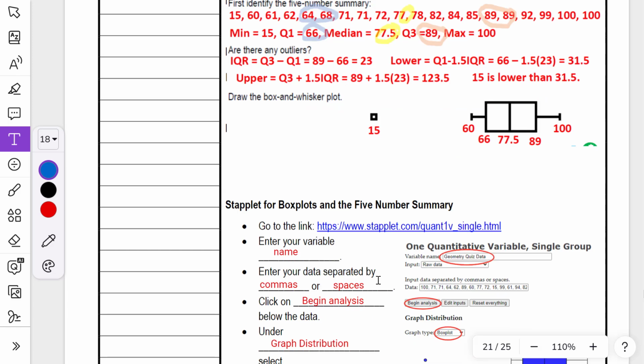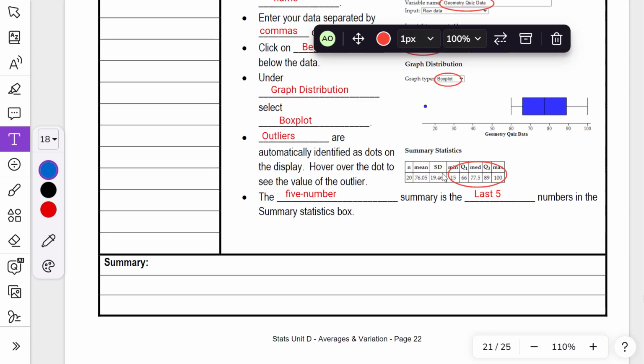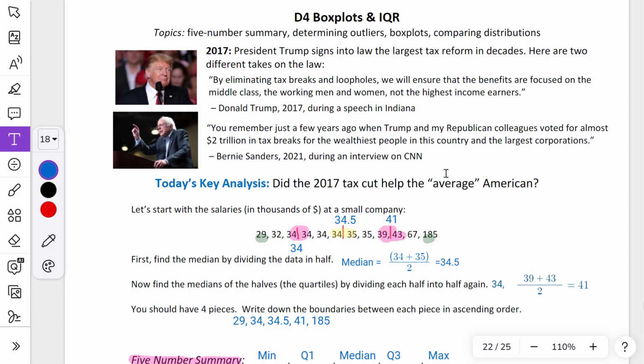Anyways, we talk you through how to do a box plot, and actually the easiest way to do it is just do it on Statplet. But there are some calculations we're going to do by hand, so Statplet won't do everything for you today.